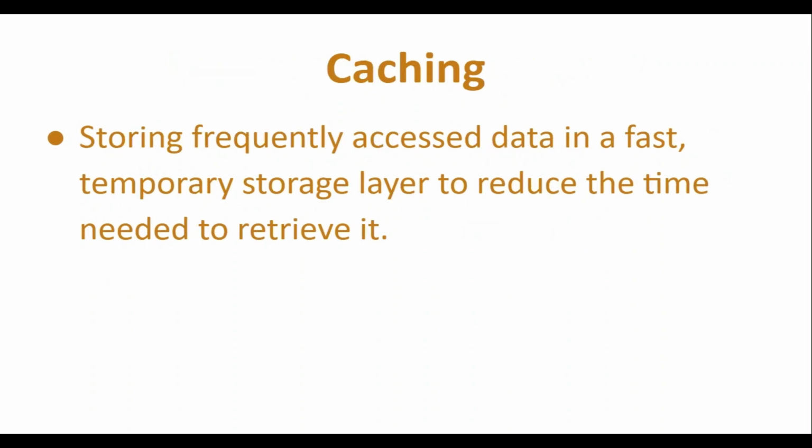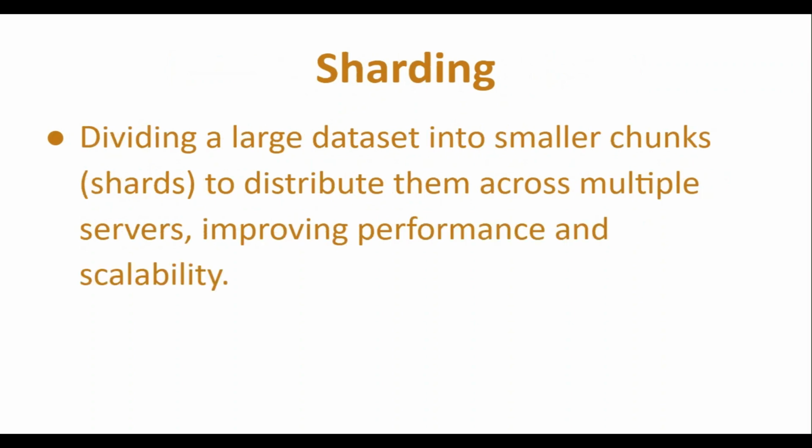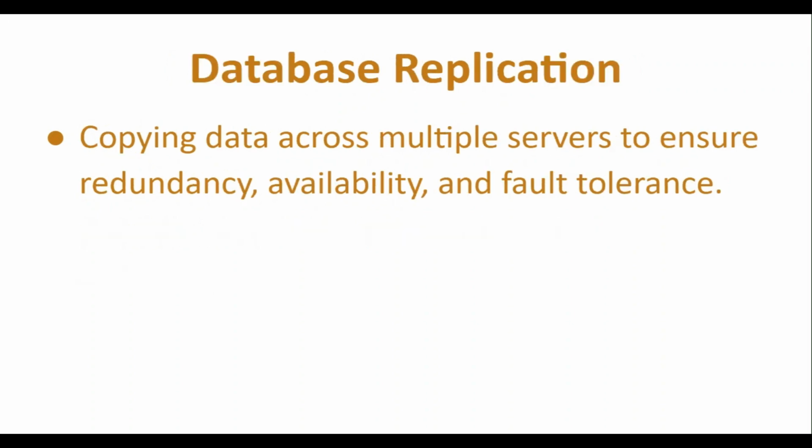Caching, storing frequently accessed data in a fast, temporary storage layer to reduce the time needed to retrieve it. Sharding, dividing a large dataset into smaller chunks, shards, to distribute them across multiple servers, improving performance and scalability. Database replication, copying data across multiple servers to ensure redundancy, availability, and fault tolerance.